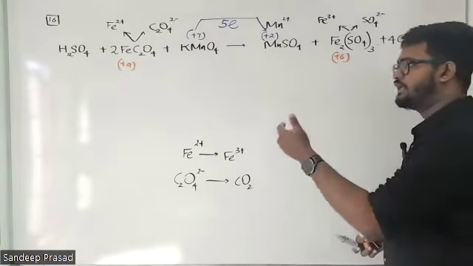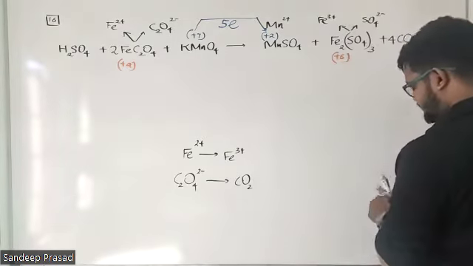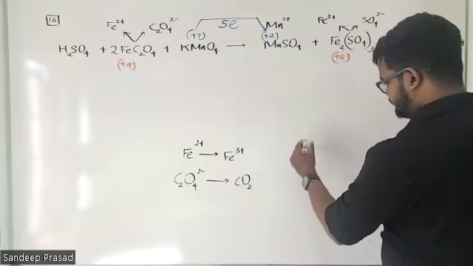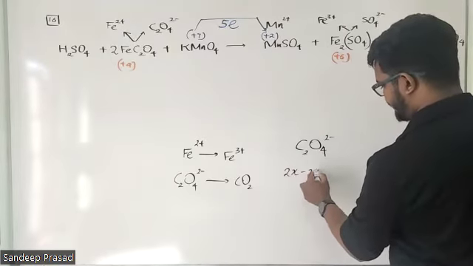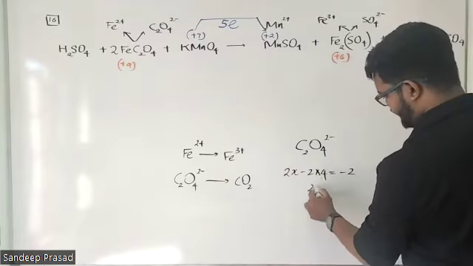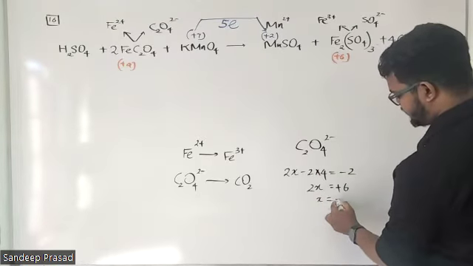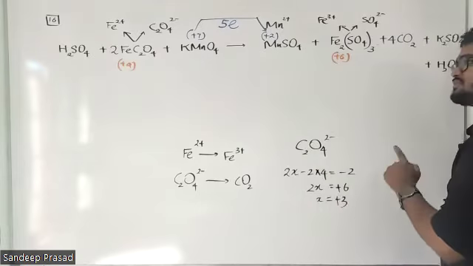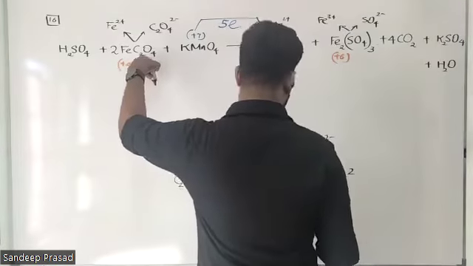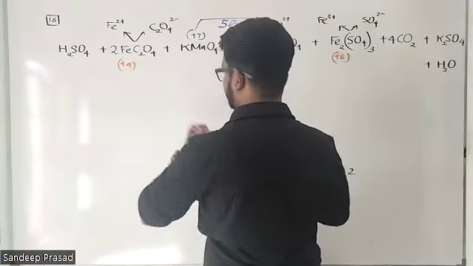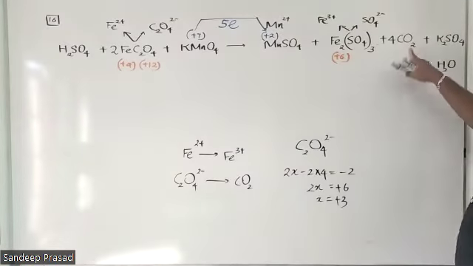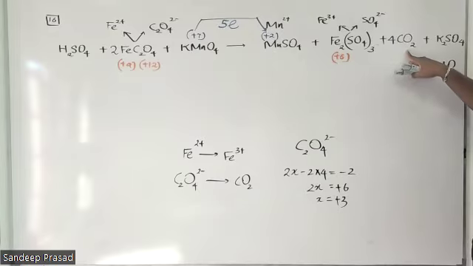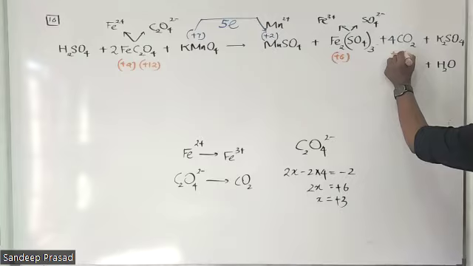Then we have to consider the total increment. In oxalate, what is the oxidation state of carbon? C2O4 2 minus. Carbon is 2x, oxygen minus 2 into 4, summation is minus 2. So therefore 2x equals plus 6, x equals plus 3. One carbon atom's oxidation number is plus 3, but there are 4 carbon atoms. Then we have to consider plus 3 into 4 is plus 12. So here we know that in carbon dioxide, carbon's oxidation number is plus 4. There are 4 carbon atoms, so therefore plus 16.